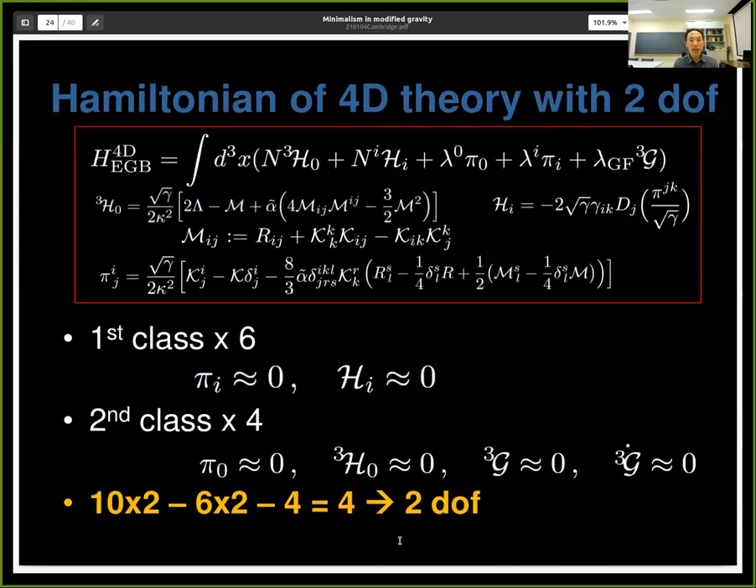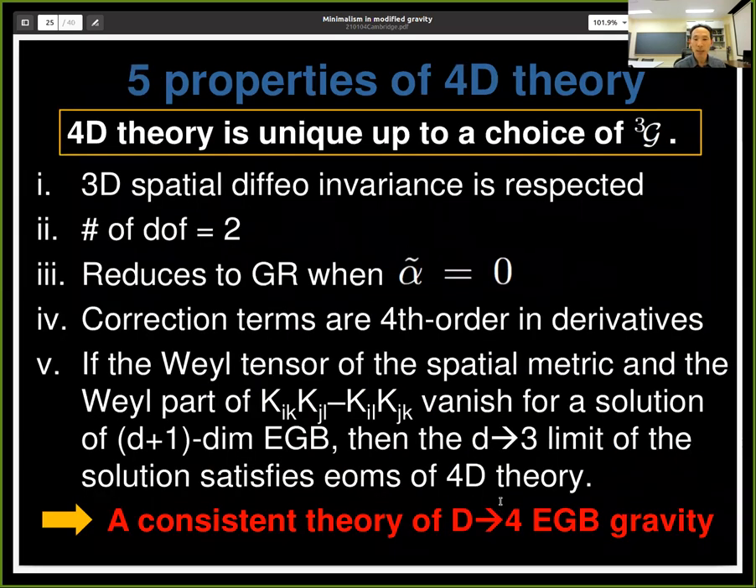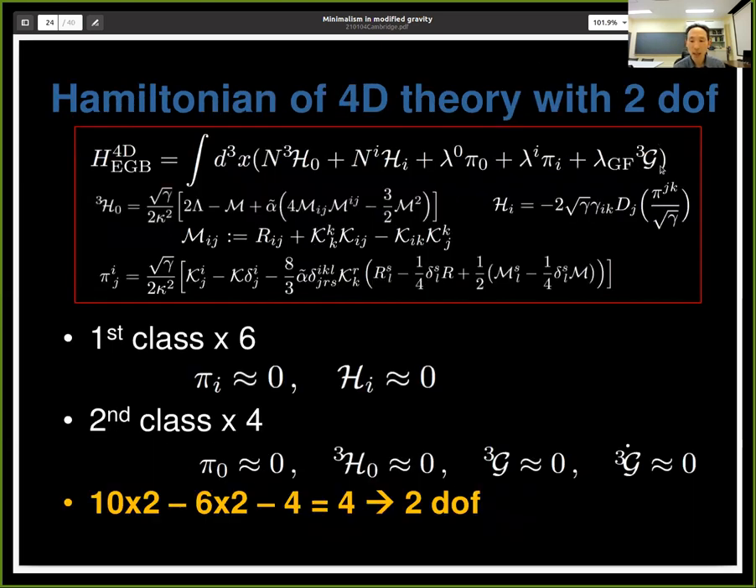Okay, so the Hamiltonian of the 4D theory with 2 degrees of freedom is given by this. Indeed, I don't have time to explain the construction, but given the Hamiltonian, it's easy to perform the Hamiltonian analysis to count the number of degrees of freedom. Okay. So the number of degrees of freedom is 2 at the fully nonlinear level. And the important point is that this Hamiltonian is unique up to a choice of this function, G3. G3 is here, and this is a Lagrange multiplier. So G3 is an extra constraint to remove the extra degree of freedom.